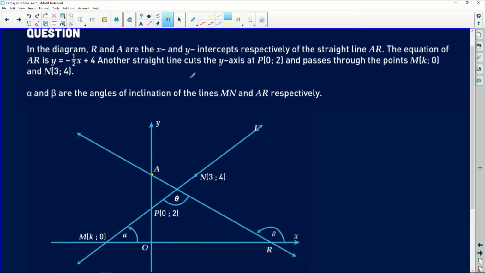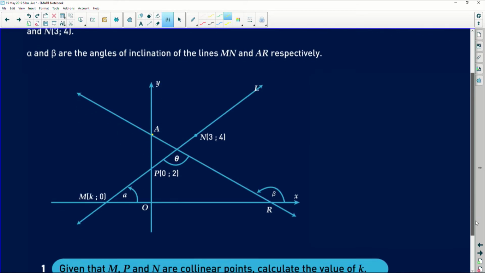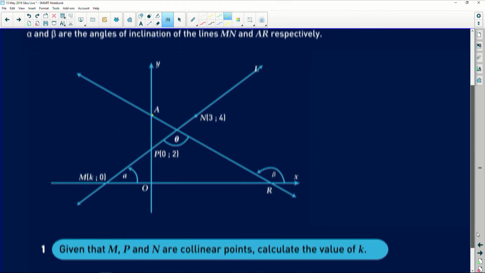Another straight line cuts the y-axis at point P, which is (0, 2), and passes through the point M, where M's coordinates are (k, 0), and point N, which is (3, 4). Then there's the angle alpha and the angle beta, which are angles of inclination of the line MN as well as the line AR respectively. Fine, very simple stuff and very nice information indeed. Let's continue and see what the first question is asking us to do.